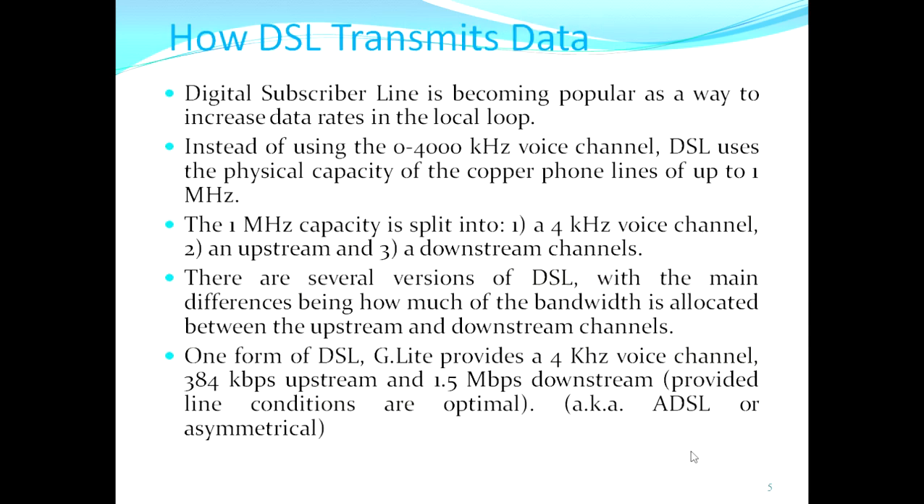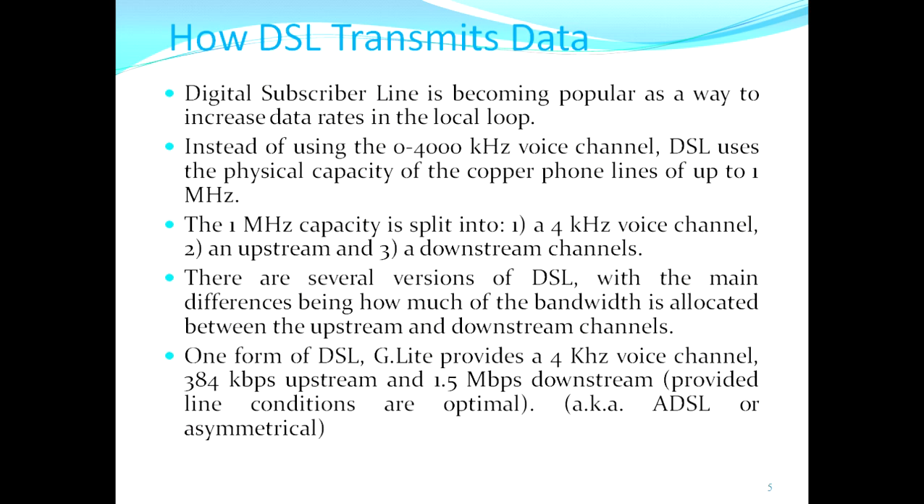And how is the data transmitted in DSL? Instead of using the 0 to 4000 hertz voice channel, DSL uses the copper phone line's physical capacity up to 1 megahertz. That 1 megahertz capacity is divided into three portions. One is the voice channel of 4 kilohertz, and the other two are used for upstream and downstream communication.